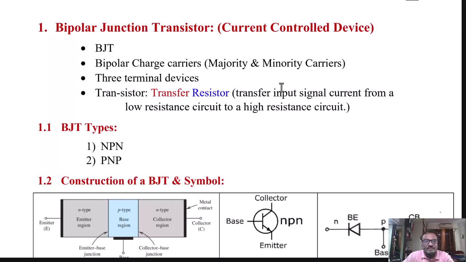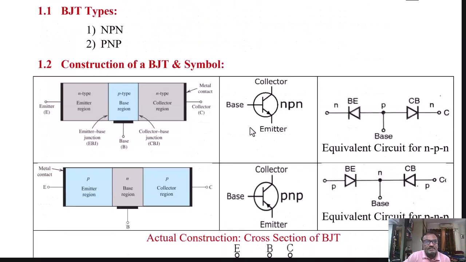It's a three-terminal device. It is called transistor because it transfers the electronic voltage and current from an input impedance circuit to an output impedance circuit, and therefore it is also called a transfer resistance device. BJTs have two types, NPN and PNP bipolar junction transistors. Let us see the construction of BJT and its symbol.